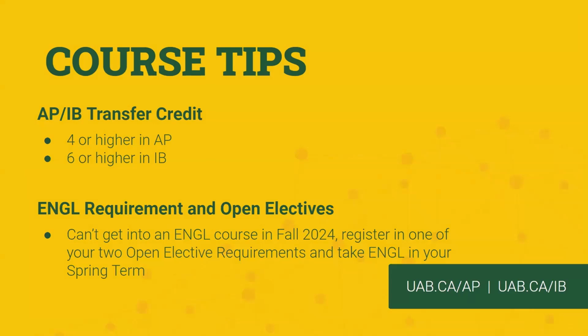For our AP and IB students, if you achieve a final grade of 4 or higher in AP or 6 or higher in IB, you will automatically be granted transfer credit for that course. Credit will either be for a specific course or an unspecified 100 level class. This means that you have the option to not take that course in university. There is a specific list of eligible courses, and this can be found at uab.ca/AP or uab.ca/IB.